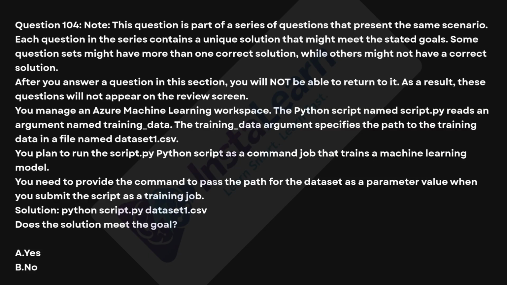You manage an Azure Machine Learning workspace. The Python script named script.py reads an argument named training_data. The training_data argument specifies the path to the training data in a file named dataset1.csv. You plan to run the script.py Python script as a command job that trains a machine learning model. You need to provide the command to pass the path for the dataset as a parameter value when you submit the script as a training job. Solution: python script.py dataset1.csv. Does the solution meet the goal? A. Yes. B. No.